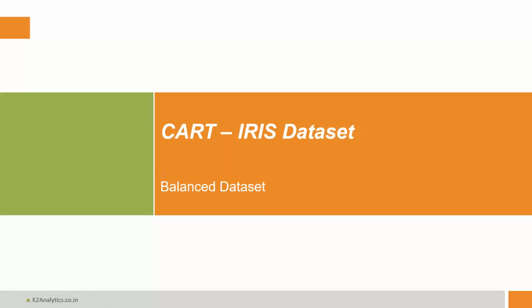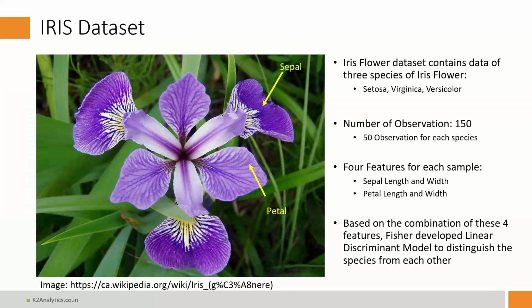Let us now apply the CART technique on Iris dataset. Iris is a dataset which is available inbuilt in Python. It is a balanced dataset. CART technique is typically applied on balanced dataset. When you have unbalanced dataset, you have to do some oversampling, undersampling, or combination of over and undersampling to make that data somewhat balanced.